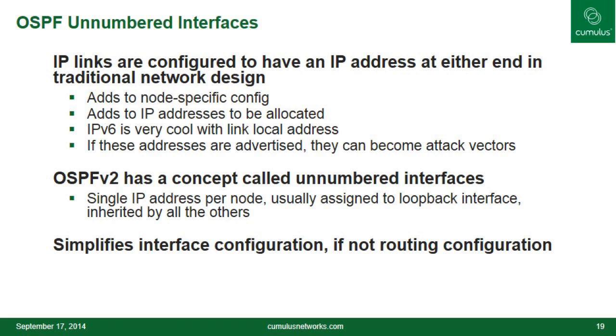This simplifies interface configuration, if not routing configuration, because you already saw the OSPF configuration earlier, and it will remain about the same even with unnumbered interfaces, but it does reduce your complexity in other ways. As I pointed out, what I'm trying to demonstrate is not just that layer 3 or OSPF is easy, but that the whole configuration should be as automatable and simplifiable as possible, so that you don't have to repeat information that you don't have to, or configure things that you don't need to.